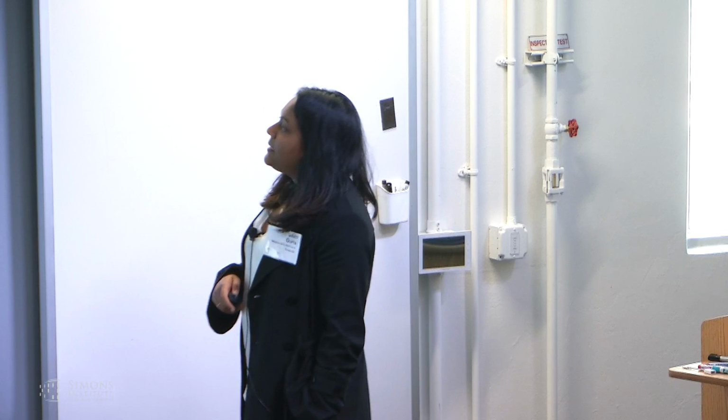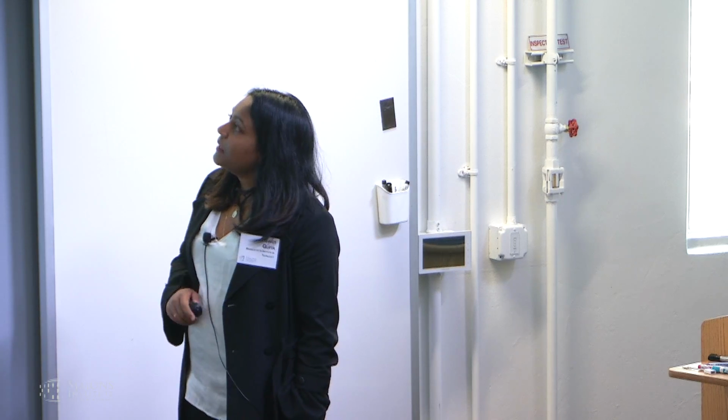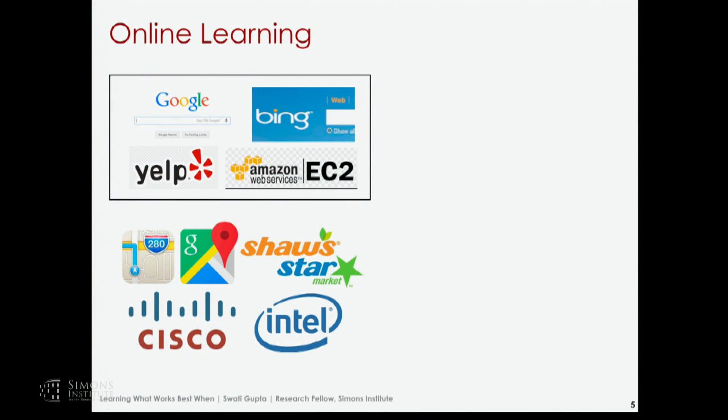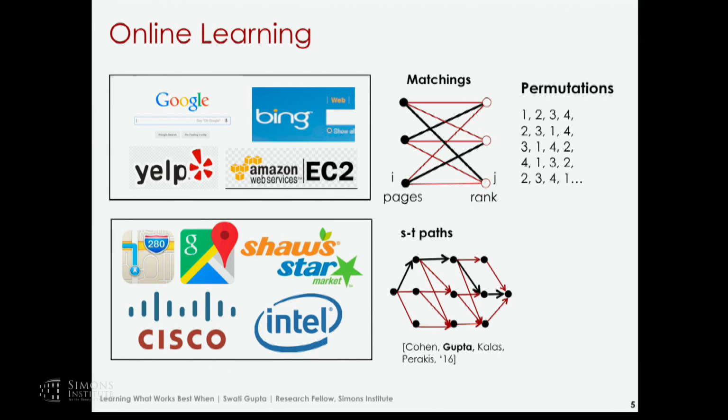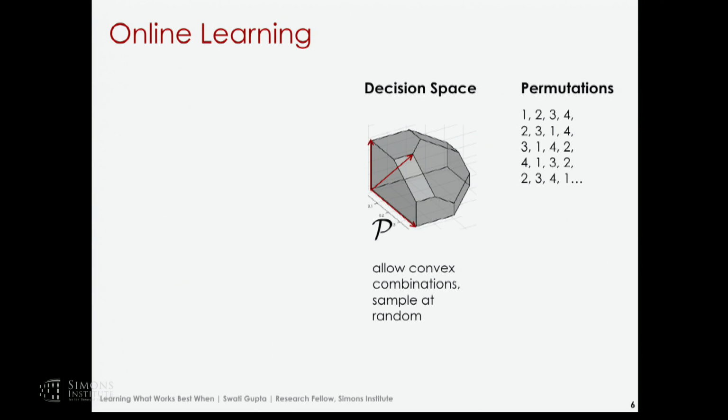So let's look at an example. For each of these problems, we can model their decisions using some combinatorial structure. So for instance, I could think about pages and assign a ranking to them. Or I could think about objects and assign a permutation to those objects and say that I'm displaying a permutation of these objects. Or in a graph, I could think about ST paths, or I could think about spanning trees. And these decisions can now be modeled in the vector form. So you have some vertices of these polytopes.